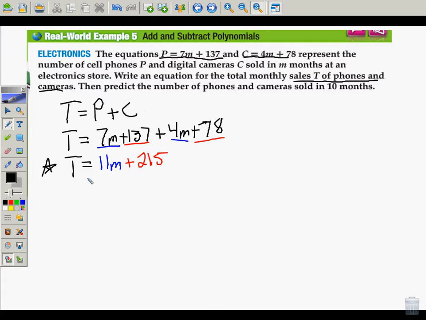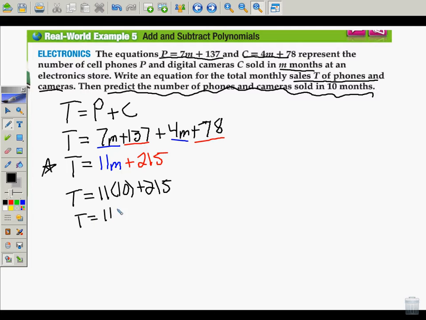And now that I have that, I can predict the number of phones and cameras sold in 10 months. M is the number of months, they told us that. So I'm going to plug in 10 for M, so T equals 11 times 10 plus 215. T equals 110 plus 215. Then T equals 325. So, how many phones and cameras will be sold in 10 months?